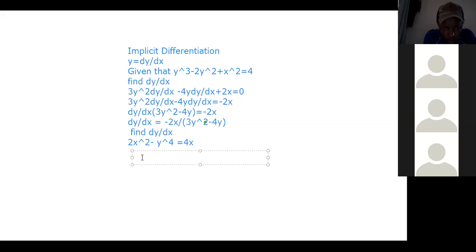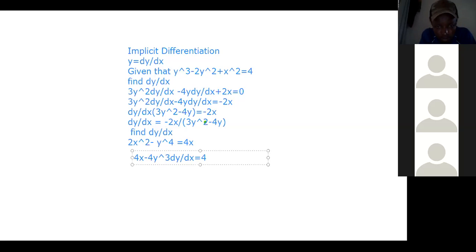So we are going to differentiate 2x squared with respect to x, and so we are going to get 4x minus 4y cubed dy/dx is equal to 4.